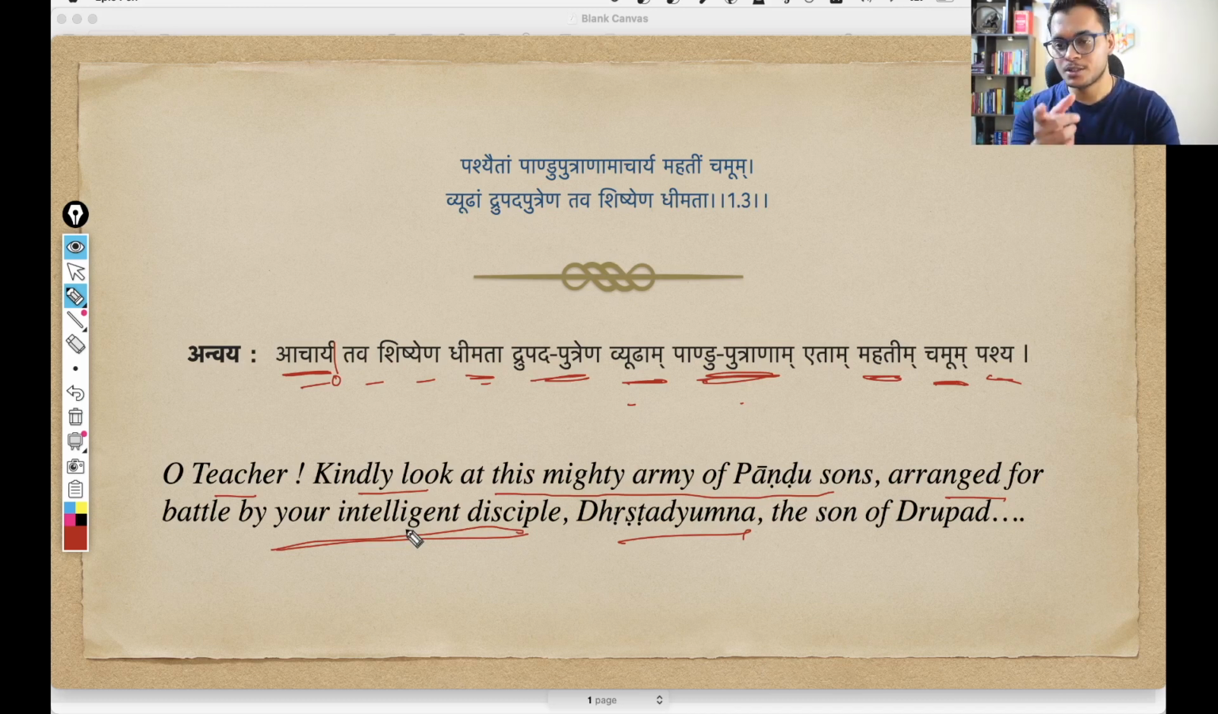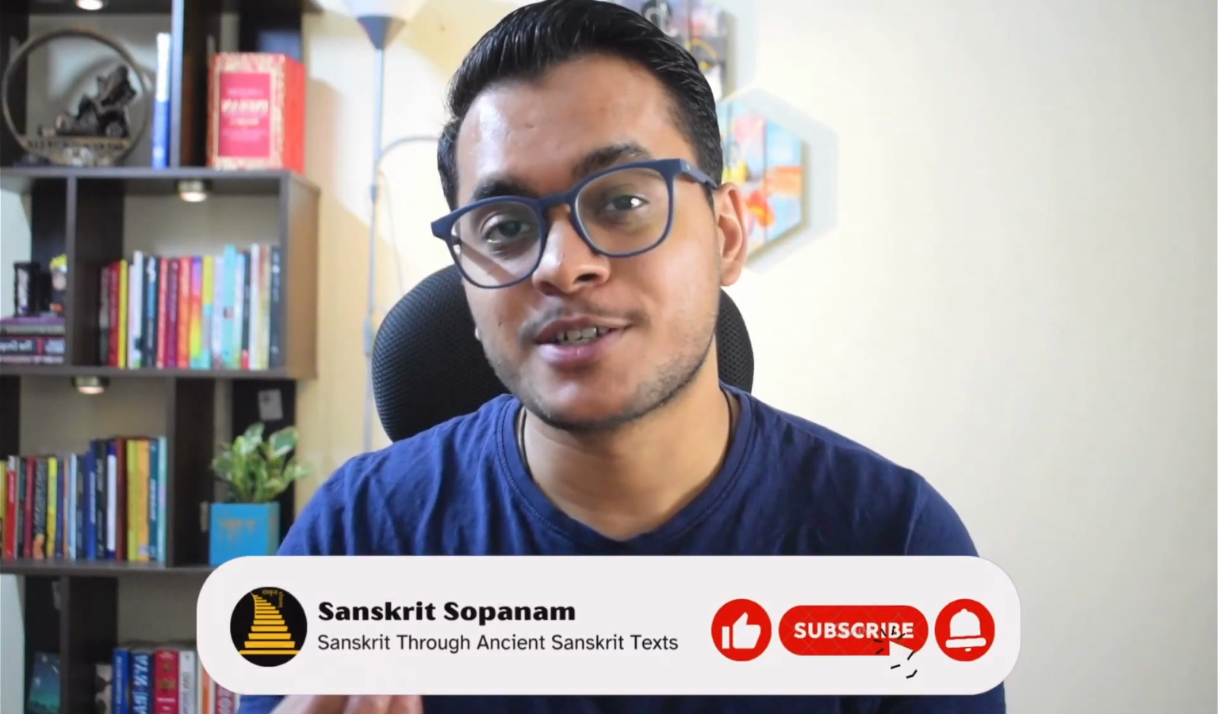What are these words? In this shloka we see that he's asking his teacher: oh teacher, kindly look at this mighty army of the Pandavas, which is so strategically arranged in formation by your own disciple, the very learned Drishtadumna, the son of Drupad. So that is the entire gist of this shloka. And with this, we complete the decoding process for the third shloka also. I hope you got some interesting bits out of this video.